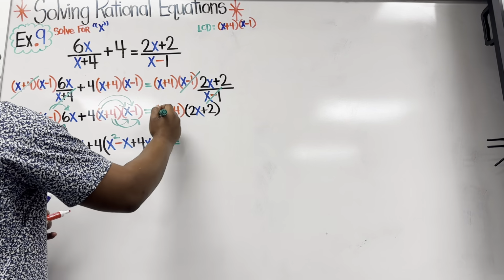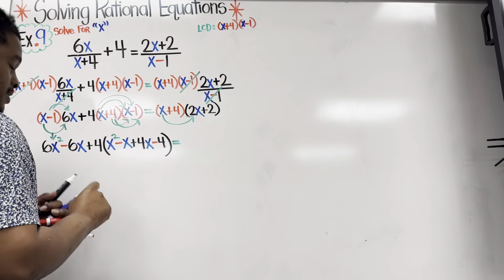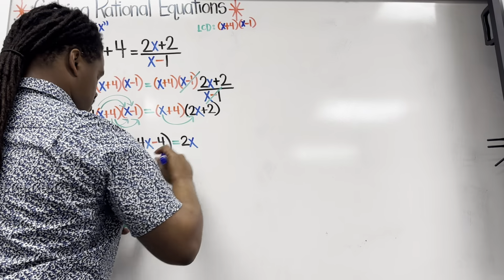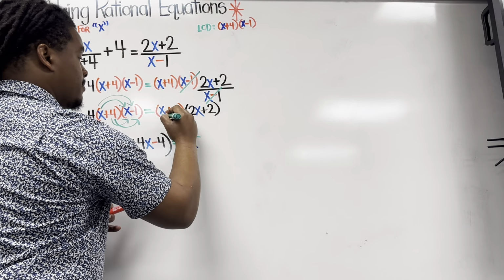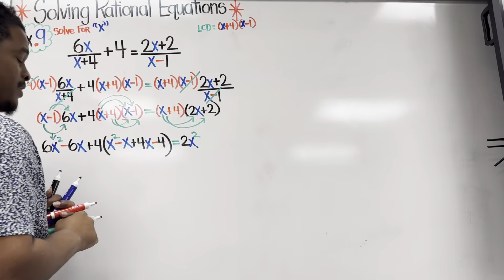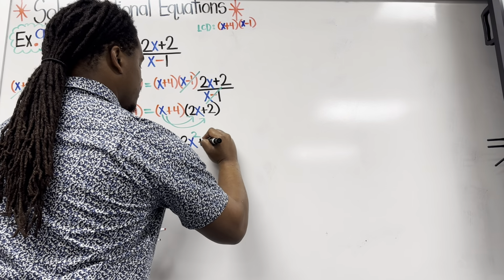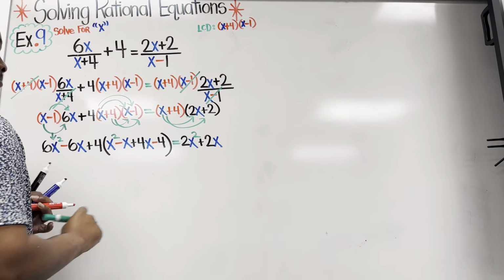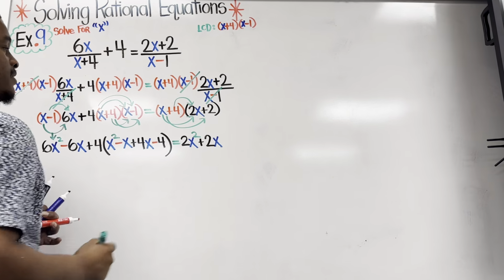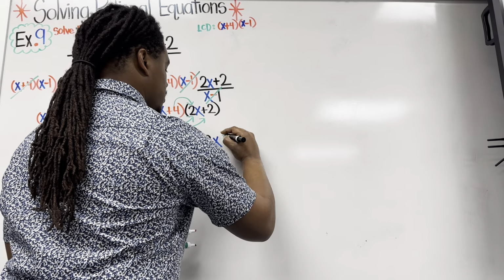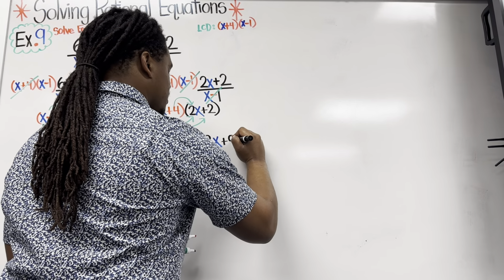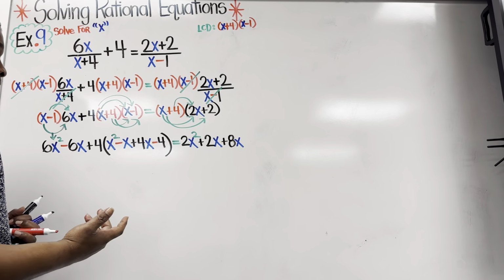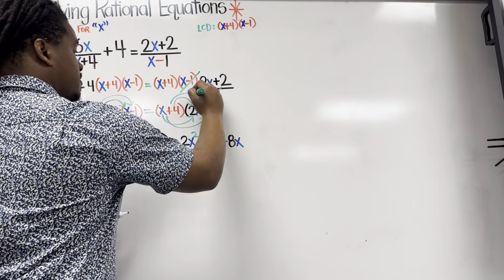Same thing over here. I'm going to have x times 2x, which is 2x squared. I'm going to have x times 2, which is this 2x. Okay? I'm going to have 4 times 2x, which is 8x. So it's going to be plus 8x. And then the last one, I'm going to have 4 times this 2, which is going to be 8.